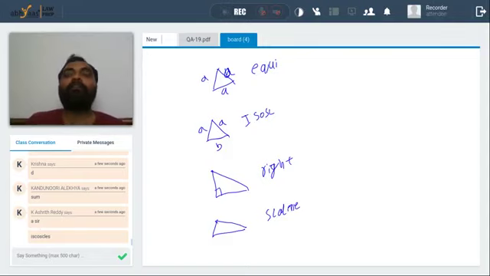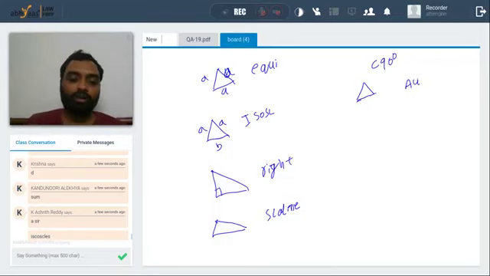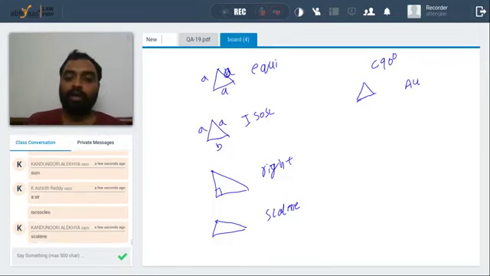Clear? After that, if all internal angles of a triangle are less than 90 degrees, it is called an acute angle triangle. What is it called? It is called an acute angle triangle. All angles of a triangle are less than 90 degrees. It is called an acute angle triangle.